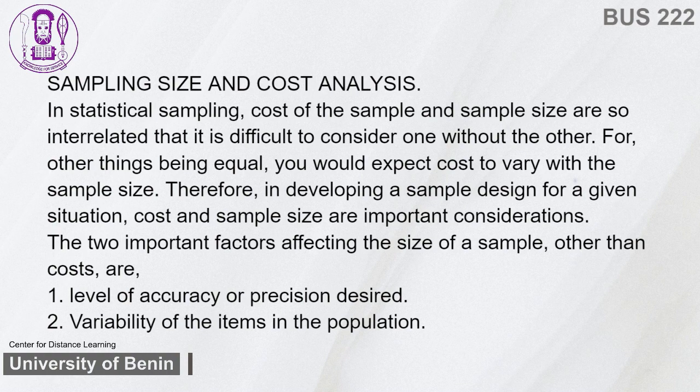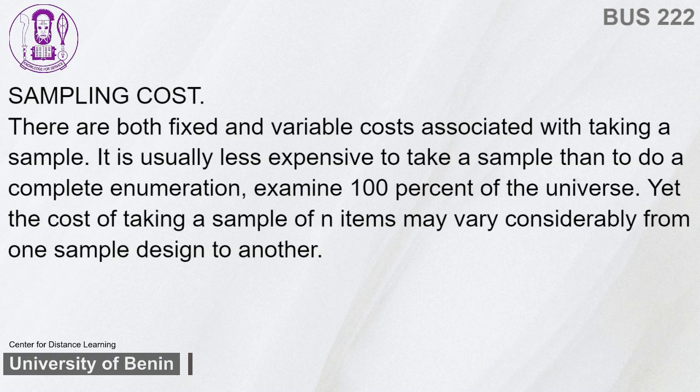The two important factors affecting the size of a sample, other than costs, are: 1. Level of accuracy or precision desired. 2. Variability of the items in the population. Sampling cost. There are both fixed and variable costs associated with taking a sample. It is usually less expensive to take a sample than to do a complete enumeration, examine 100% of the universe. Yet the cost of taking a sample of n items may vary considerably from one sample design to another.